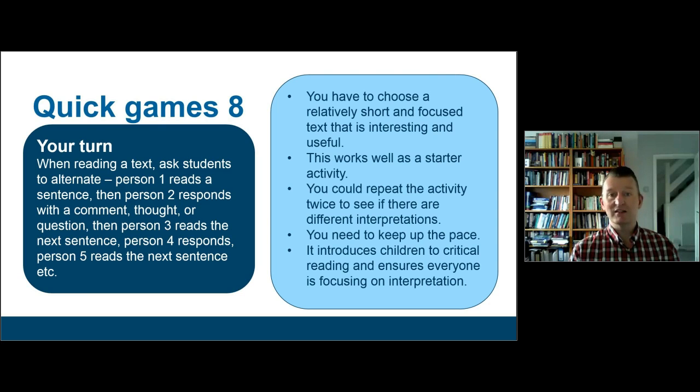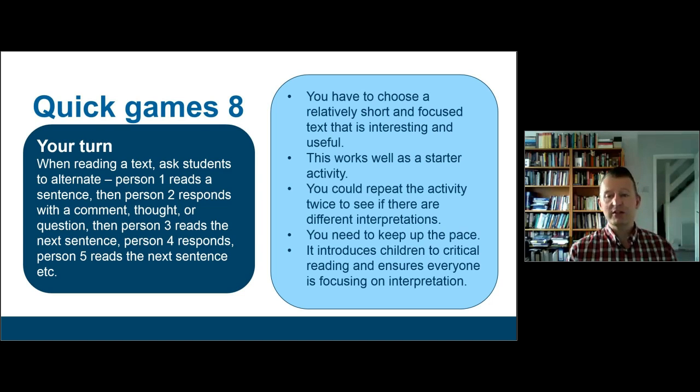This works well again as a nice quick starter activity to introduce a bunch of themes and questions for the rest of the lesson. You could repeat the activity twice, especially if it's a challenging piece of text to read, to see if the children have different interpretations, can come up with different comments or questions. It's useful to keep it fairly short because you want to keep it fairly pacey.